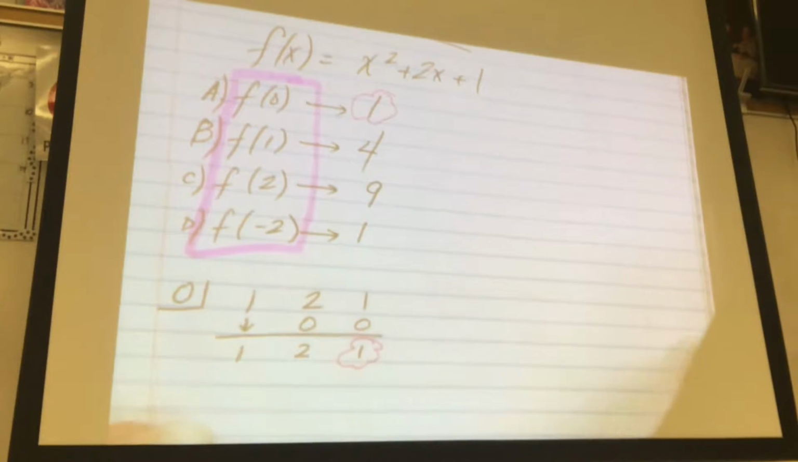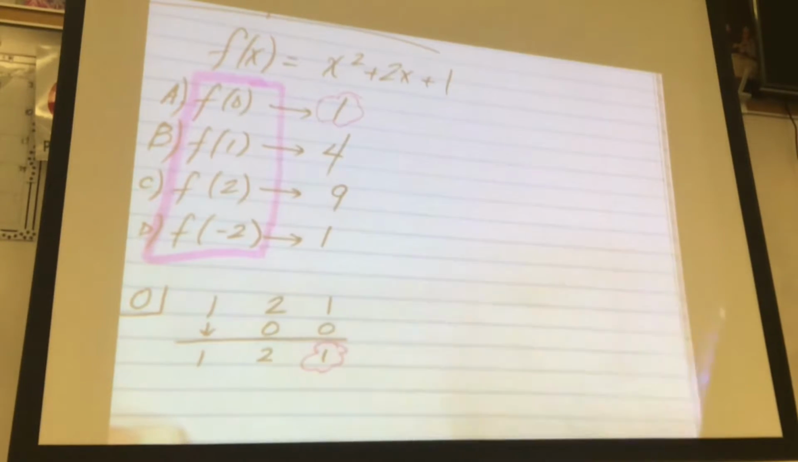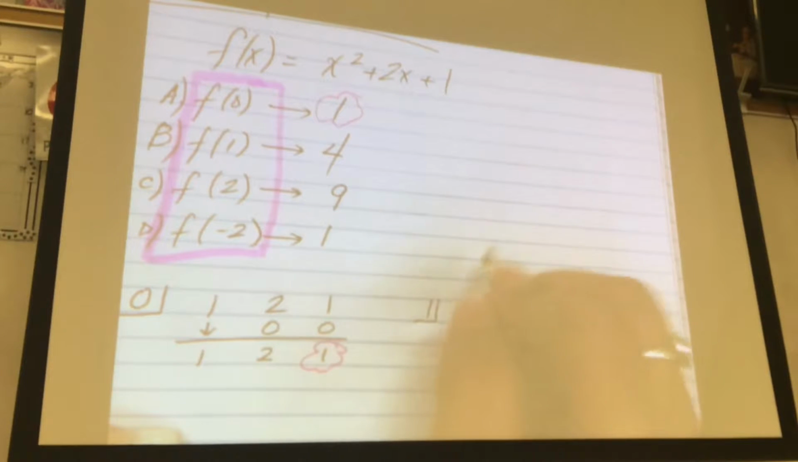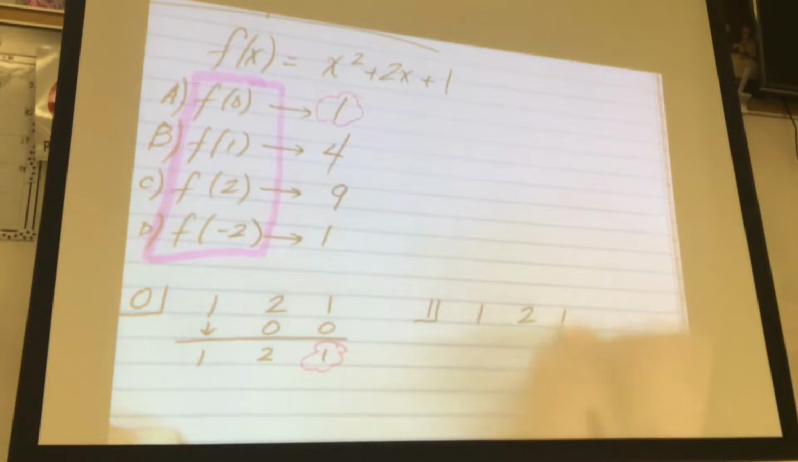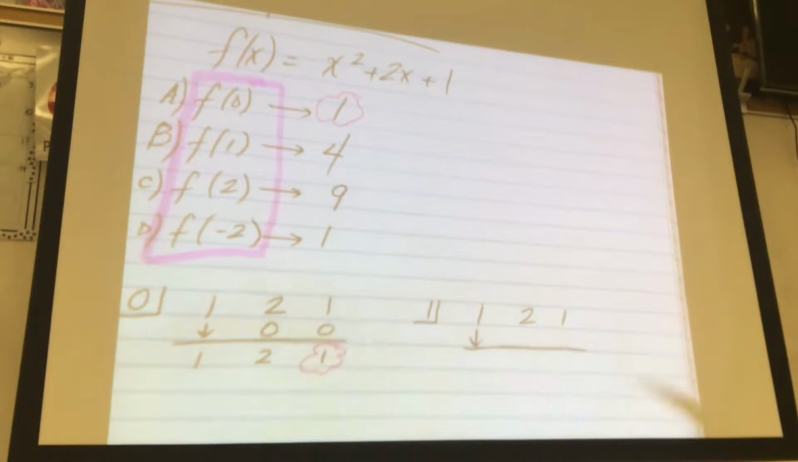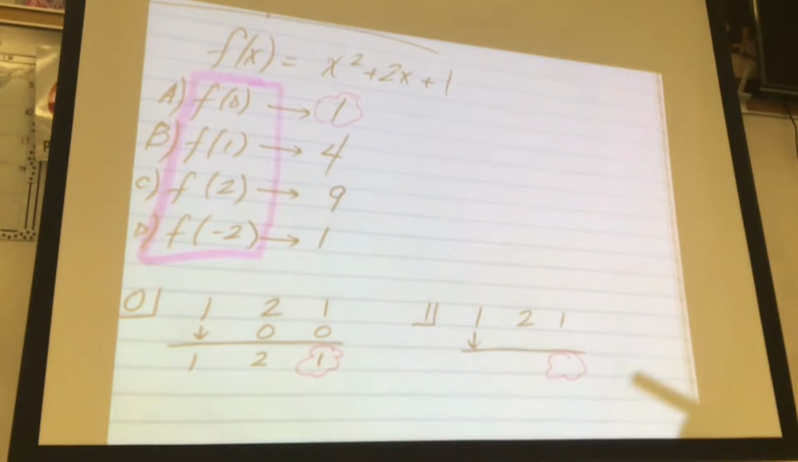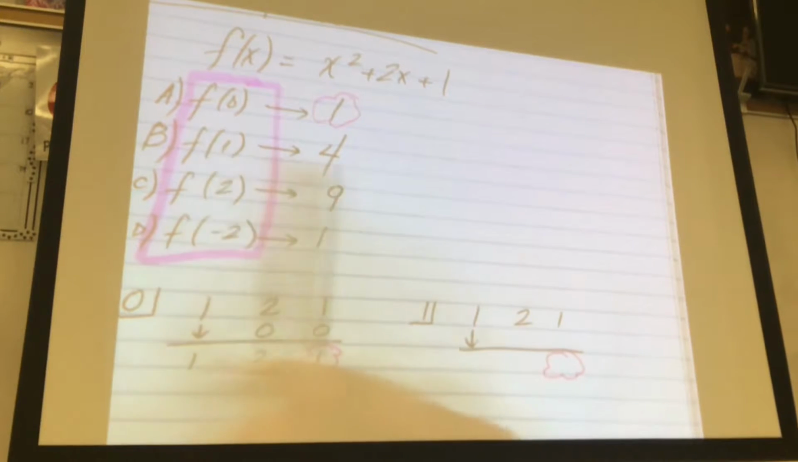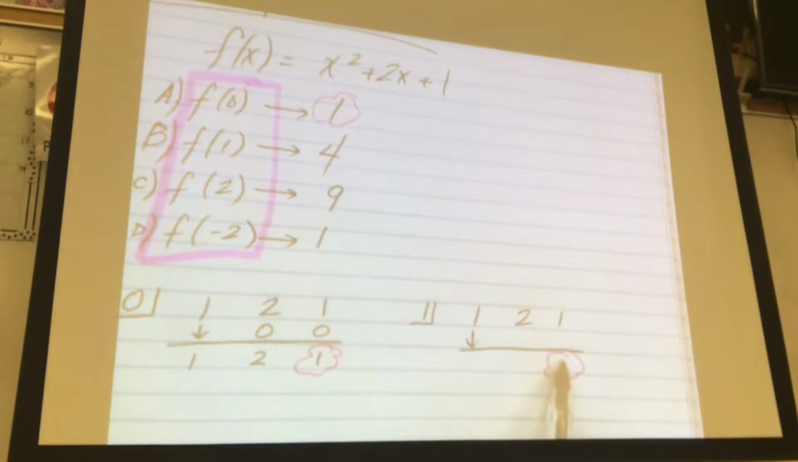Let me prove it to you again. Plug in 1 into synthetic division with the coefficients of 1, 2, and 1. Look what happens. What should I get here? According to my theory, what should happen? What should be the remainder? 4. Let's see if it's true. Bring down the 1. 1 times 1 is 1. 2 plus 1 is 3. 3 times 1 is, and look, don't you get 4?